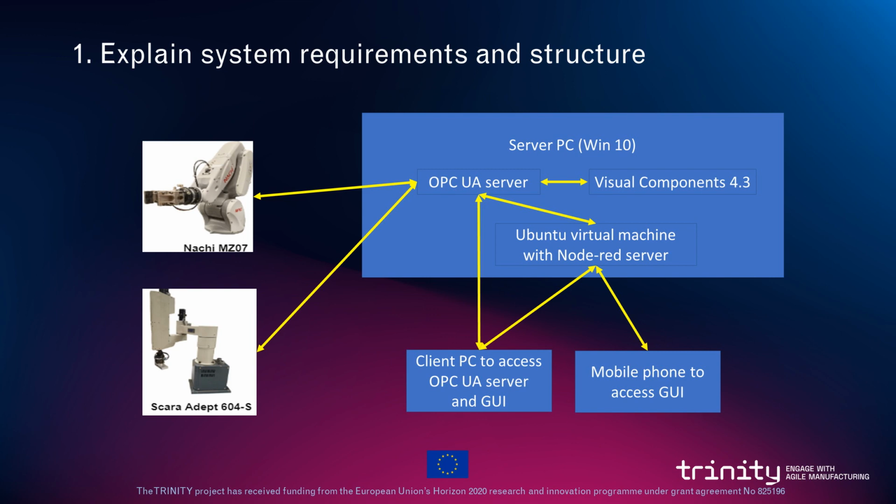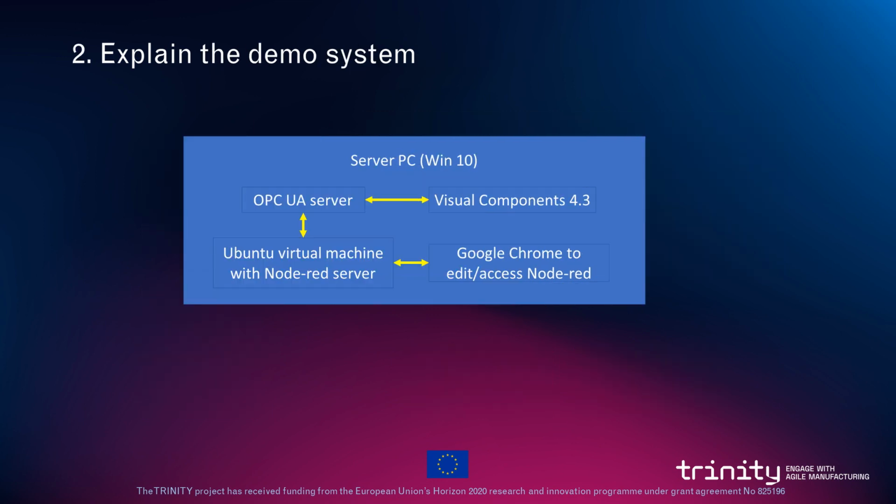The client PC can start UA Expert to access the OPC UA server to view or change the server variables, and the GUI in the Google Chrome browser can also view or change robot joint variables. In addition, a mobile phone can also access the same GUI. In this short video, we cannot show you how to build a complete GUI like we made for our lab, but we can show you how to build a simplified GUI.